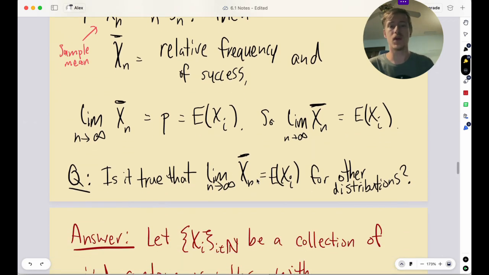So, is it true that the limit of the sample means is equal to just the expected value?